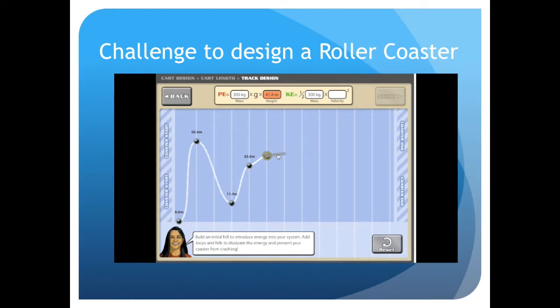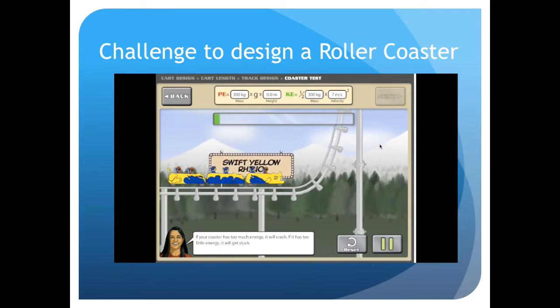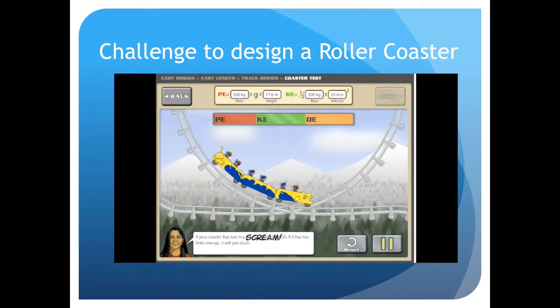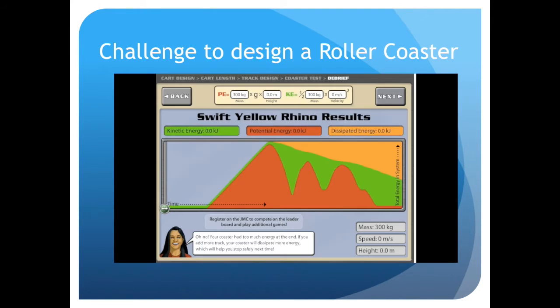Now I'm designing the roller coaster. I've put in a little thing there, moving them around. So I've launched it, and this will decide how I'm going with my potential energy. I've got enough to get round the loop, but I ended up with too much energy at the end, so I actually crashed through it. What happens is it gives you ideas and everything. So basically you have to design a roller coaster where you've got rid of some energy so that it doesn't crash at the end and it gets all the way through.